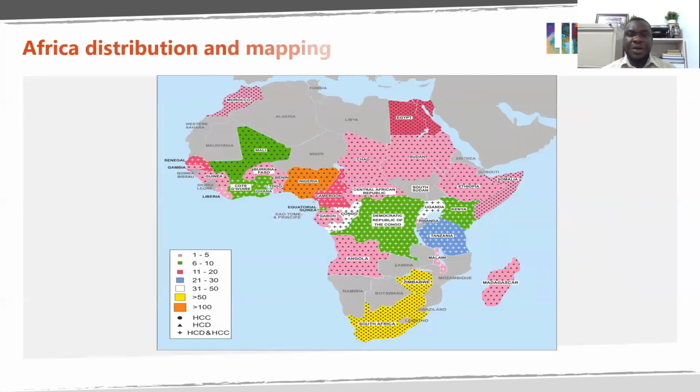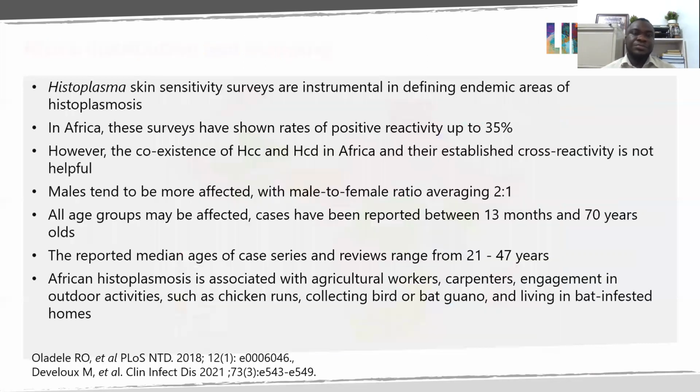So this beautiful map was by Oladele and colleagues, showing the 32 African countries. Here you can see the western part where you have more of the variant duboisii, and then down in the south you see more of the capsulatum variants as well.